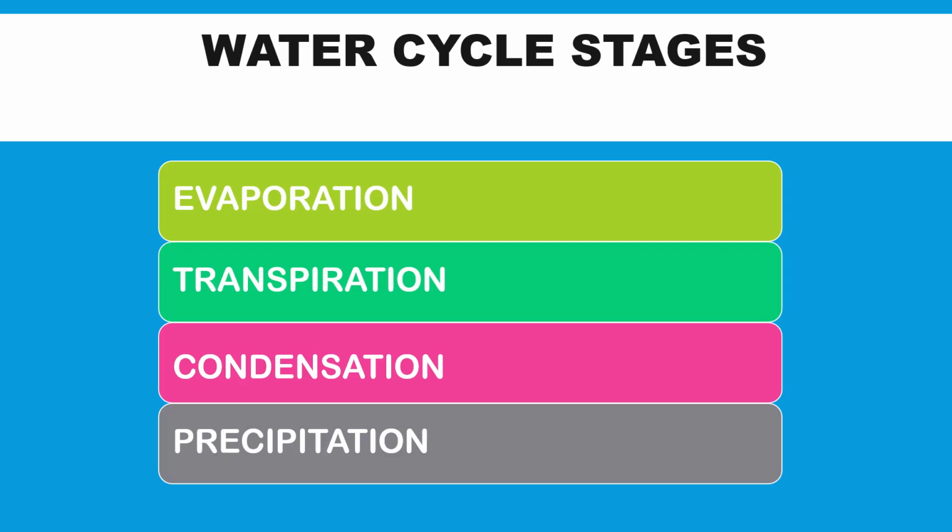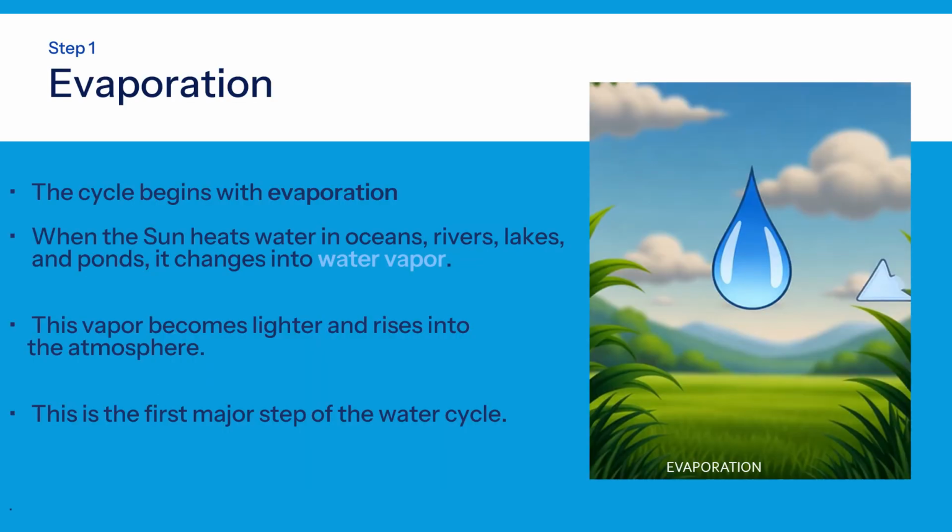Here, there are four stages of the water cycle. First is evaporation, second is transpiration, third is condensation, fourth is precipitation. Now we are going to elaborate on these stages or steps, we can say.